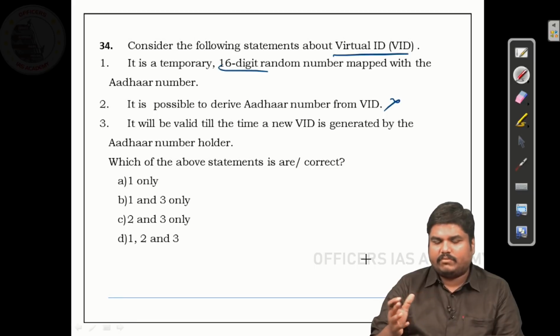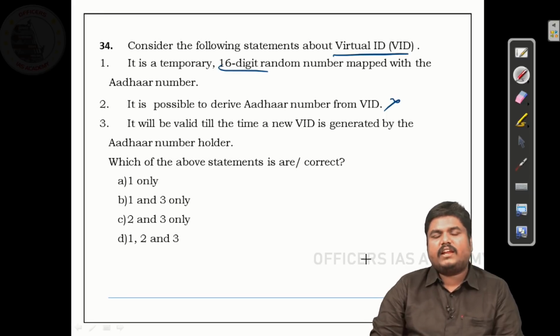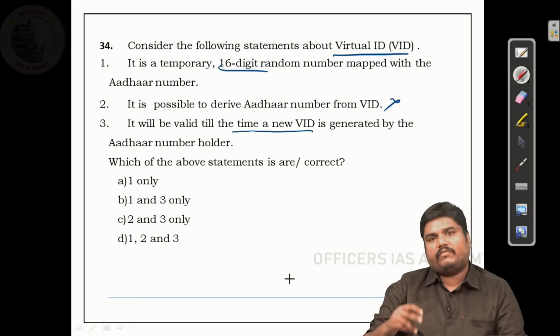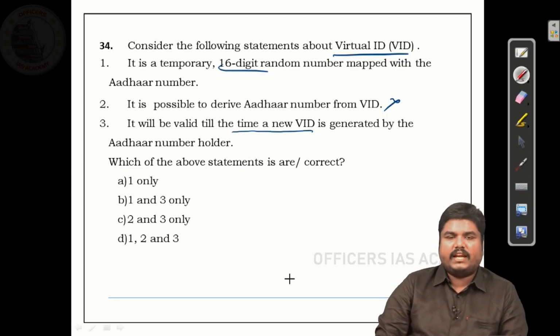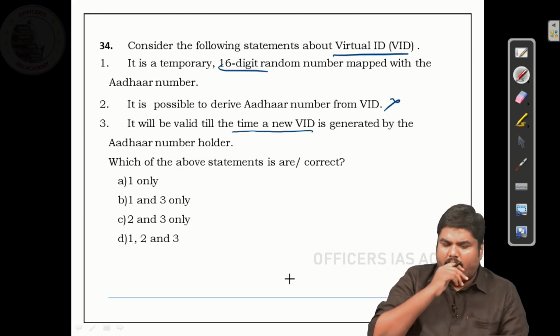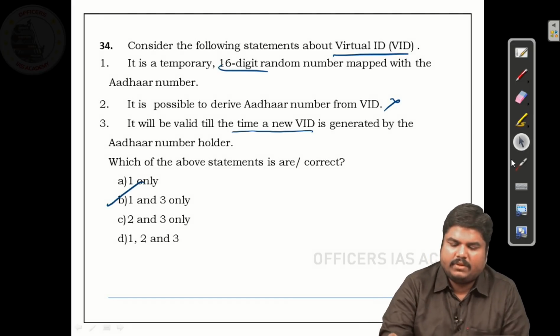Let us say if someone is asking for the Aadhaar number for some particular reason, temporarily we can generate this virtual ID, a 16-digit random number, and that random number will be valid till the time a new VID is generated. Next time I generate a new one, till that time this virtual ID will remain with me. After that a new virtual ID will be created. So second is wrong, 1 and 3 is correct. Answer is going to be B, 1 and 3 only.